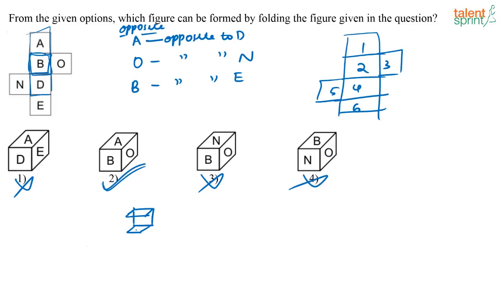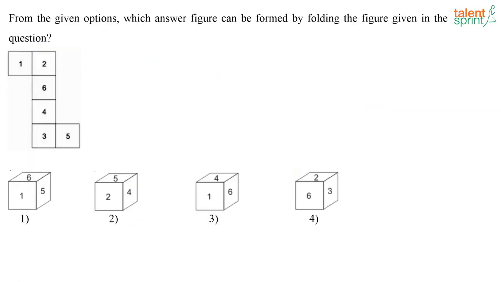So the correct answer here will be option 2, A, B, O. Next one. From the given options, which answer figure can be formed by folding the figure in the given question. Again, can be formed. So here if you actually fold it, what will you get? See, you will get 2 and 4.